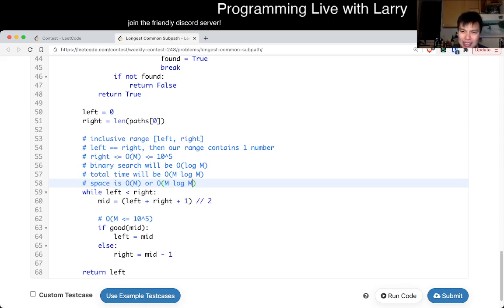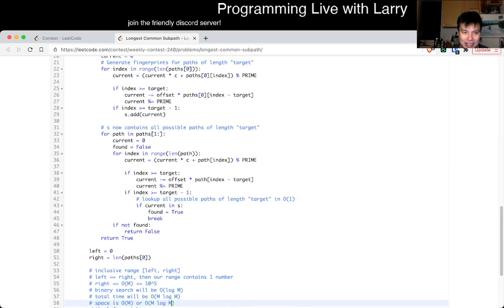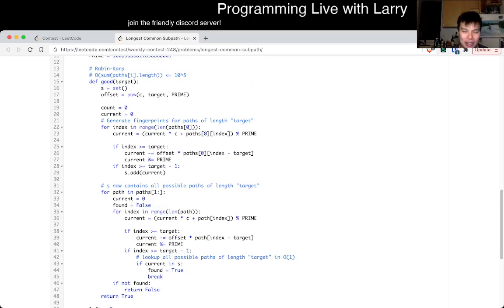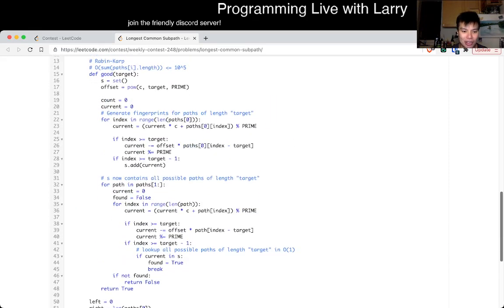Cool. That's all I have for this one. I'm going to make this a little bit smaller so you could see more of it. At least you could see this good function, the binary search. You can also look at it in a second. You could watch me solve it live during the contest next. So here's the good function, and here's the binary search.